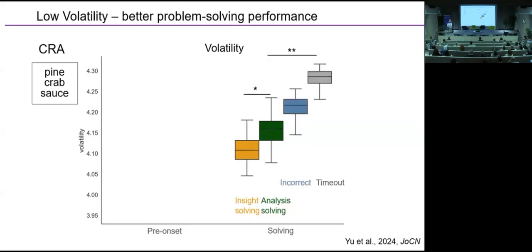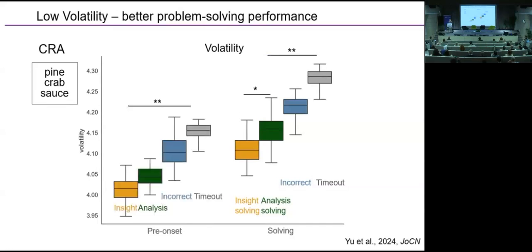But if the volatility is a bit higher, they tend to report an incorrect solution. And if the volatility is even higher, they didn't even report a solution at all. The trial gets timed out. And this is true not only for the solving period volatility, but also for the pre-onset volatility. That is, the volatility during the one second window, even before the person sees the problem, can predict the outcome of the trial in exactly the same order.